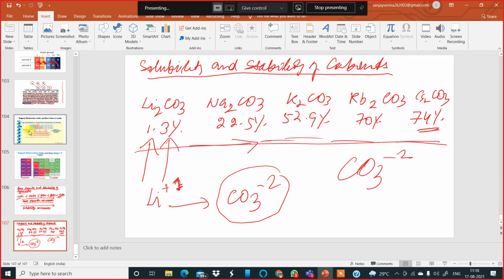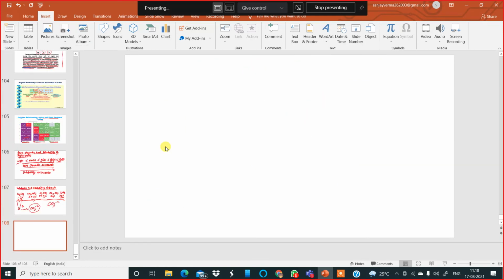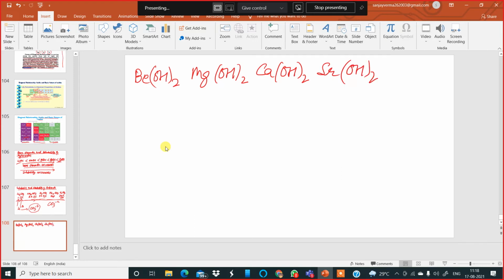Now moving to the next slide, let me introduce one more slide over here, talking about the basic character and solubility of hydroxides of the alkaline earth metals. If you look at the alkaline earth metals, they form hydroxides. For example, the formula of beryllium hydroxide, Be(OH)2, then magnesium hydroxide, Mg(OH)2, calcium hydroxide, Ca(OH)2, then strontium hydroxide, and barium hydroxide.